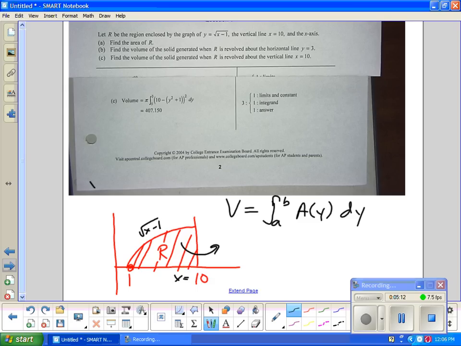Well, first of all, I have to solve that for x. I get y squared equals x minus 1. I get this line right here is going to be y squared plus 1. Right? And I'm going to revolve that about the line x equals 10. All right?